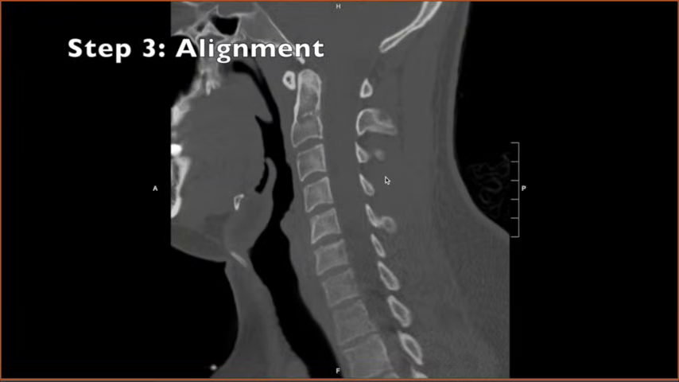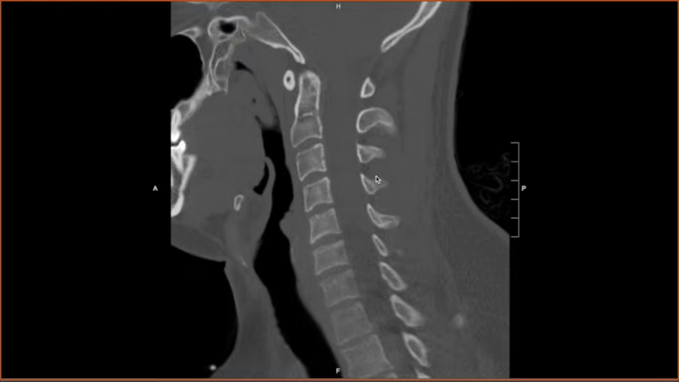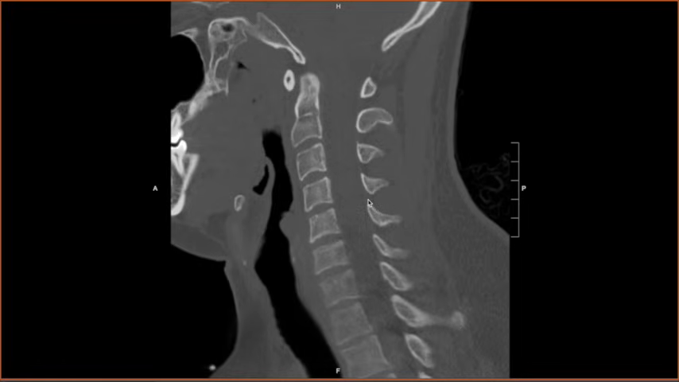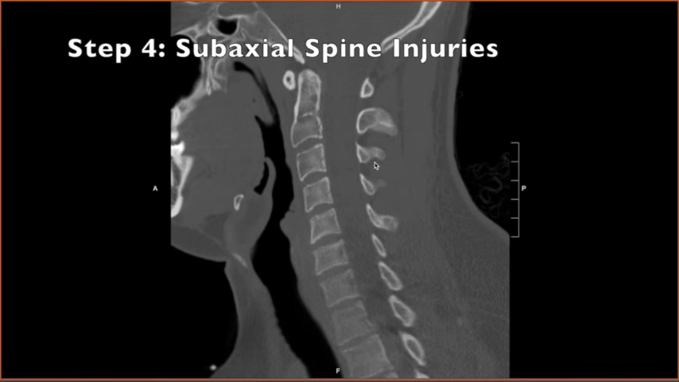Next, I look on sagittals for the alignment of the C-spine. So I'm looking at the anterior and posterior vertebral lines. I'm looking at the spinal laminar line, and at the back, the interspinous line. The alignment is normal here. The next step is to look for any other injuries in the subaxial spine.